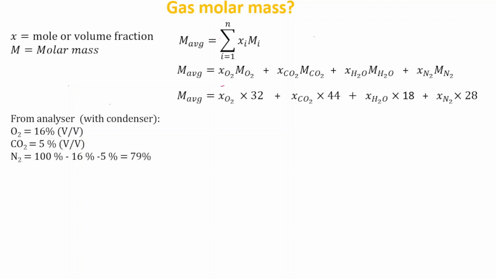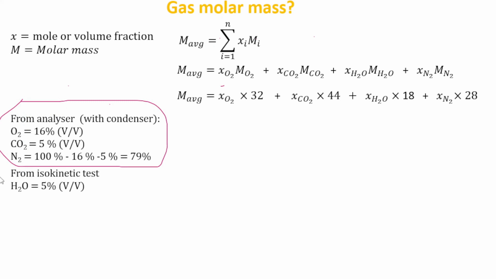How do we get the water fraction? For this example, I'm just going to give it to us and say our water concentration is 5% volume per volume as measured with our isokinetic train. There will be a separate video explaining how to do that calculation. This 5% water is 5% of the total gas. So these concentrations over here refer to a dry composition. So if 5% of our total gas is water, then our dry gas makes up 95% of our total gas.